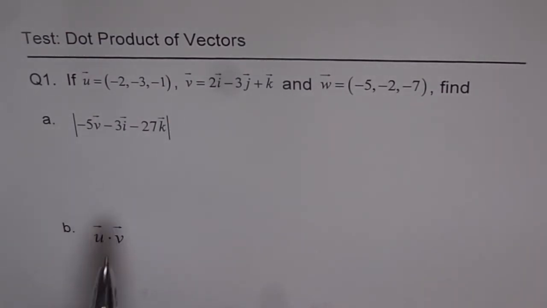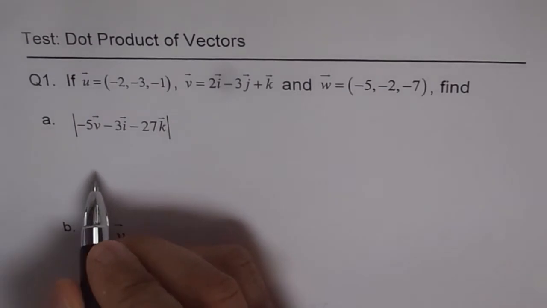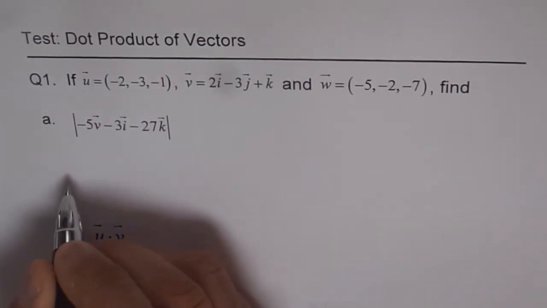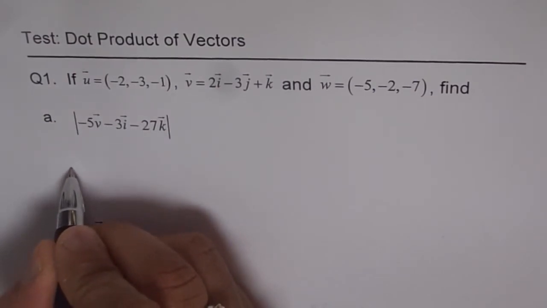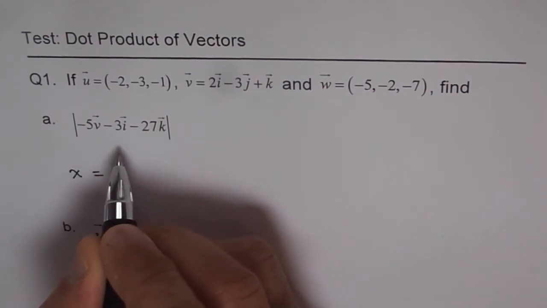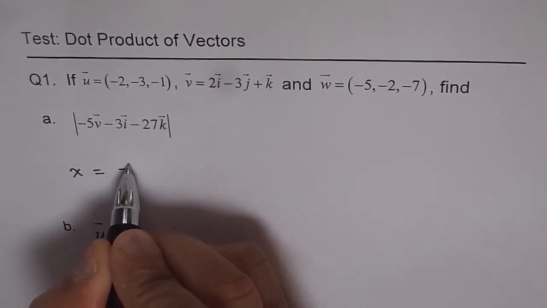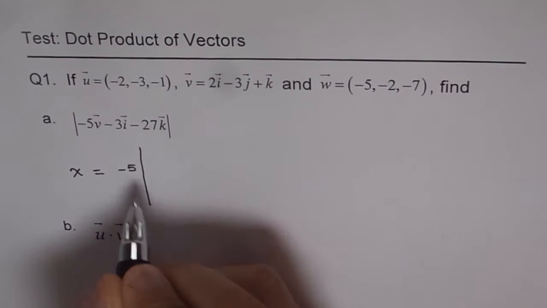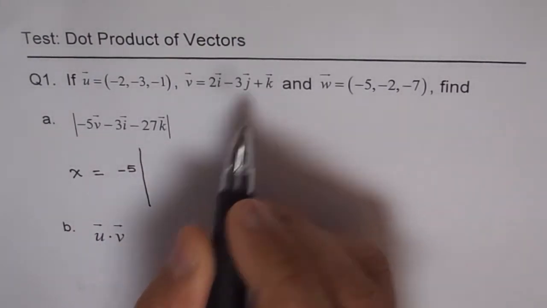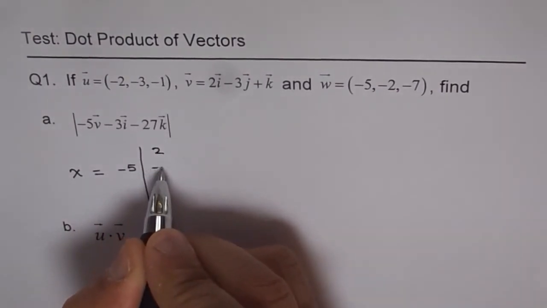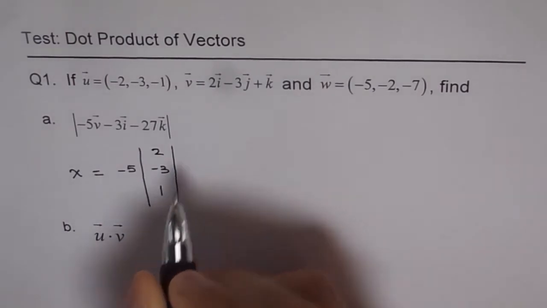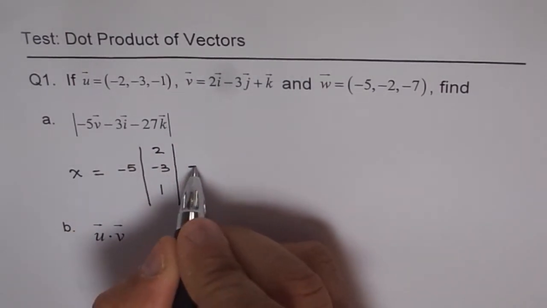If you look at it very carefully, the question really is, first let me do the inside expression, and let that inside expression be, let us say, x, right? So x is equal to minus 5, I'll use a column matrix, correct? And minus 5v. So v is this, 2, minus 3 and k value is 1. Do you see that? Now minus 3i.